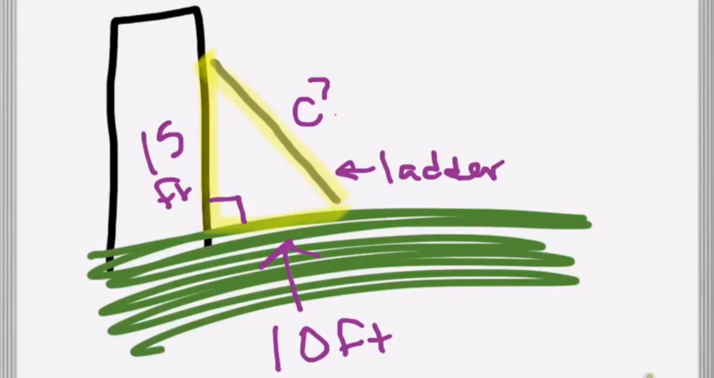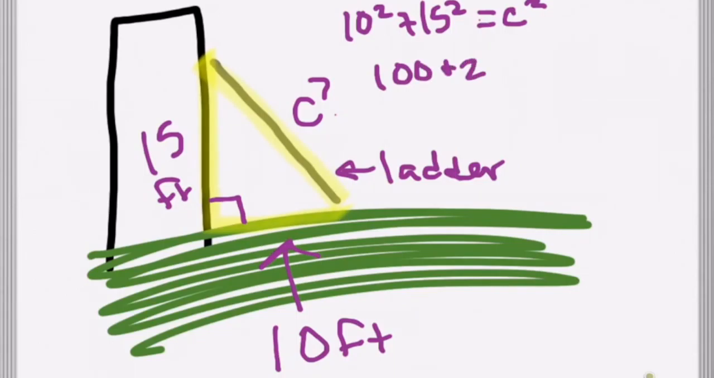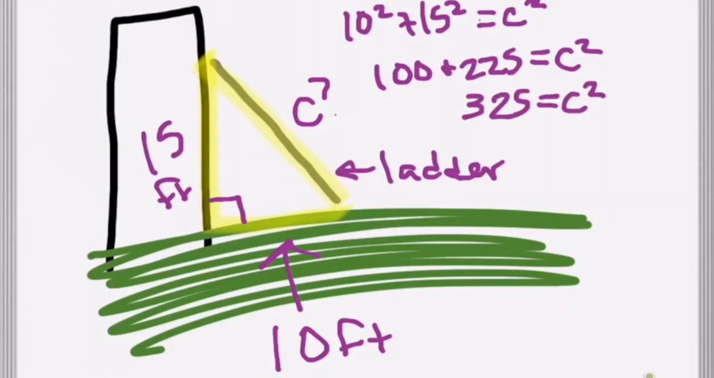So you would say a squared plus b squared equals c squared. A squared is 10 squared plus 15 squared equals c squared. 10 squared is 100 plus 15 squared is 225 equals c squared. This is when that perfect squares list comes in handy. So we have 325 equals c squared. Take square root of both of those.